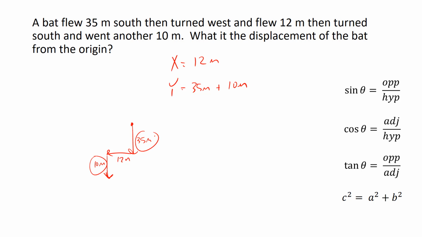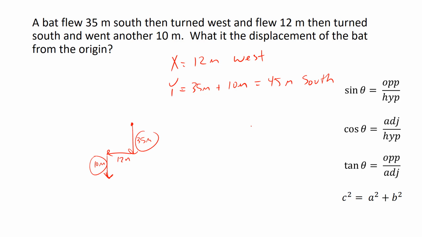If one was going in the reverse direction, we would have to call up positive and down negative. But since they're both going the same direction, we can go ahead and avoid all that and just say south at the very end. And so 35 plus 10 is 45 meters south. X was 12 meters west.